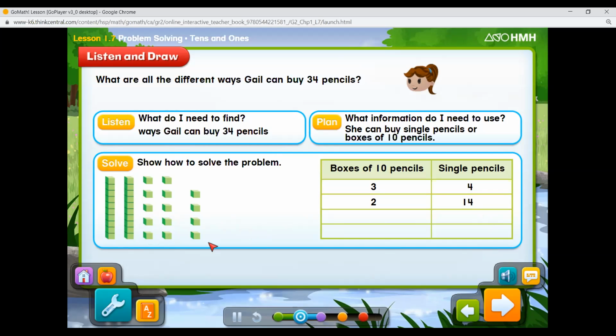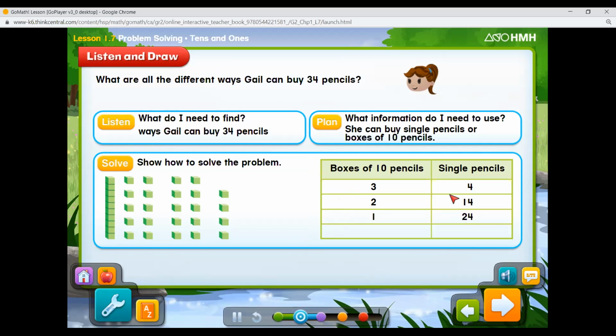Let's trade another tens block. We now have 1 tens block and 24 ones blocks. Record this in the table. Gail can buy 1 box of pencils and 24 single pencils to buy 34 pencils. Now let's look for patterns in the table. As the number of boxes decreases by 1, the number of single pencils increases by 10. This is because we trade 1 box for 10 pencils.